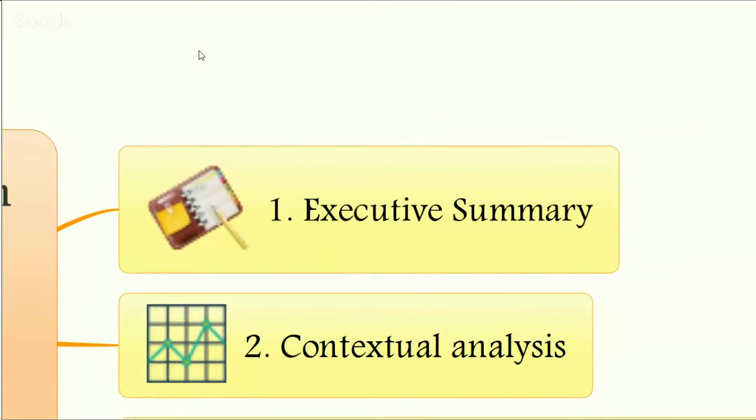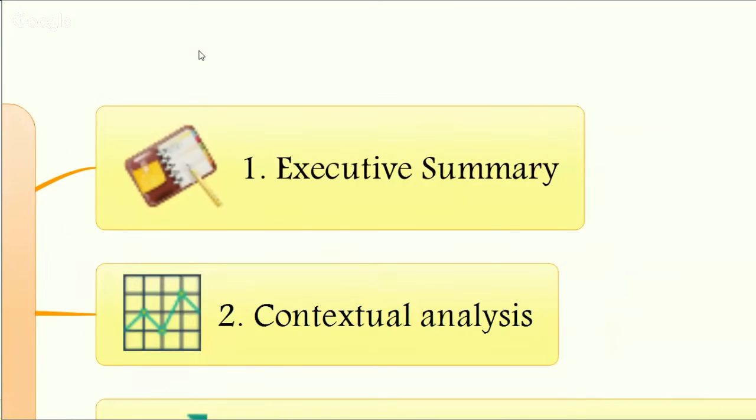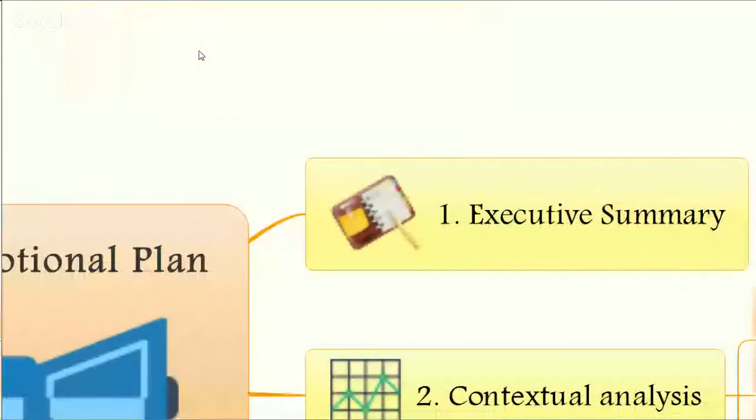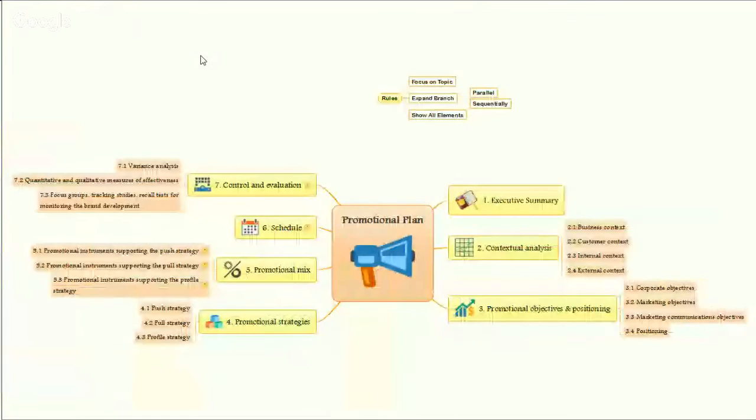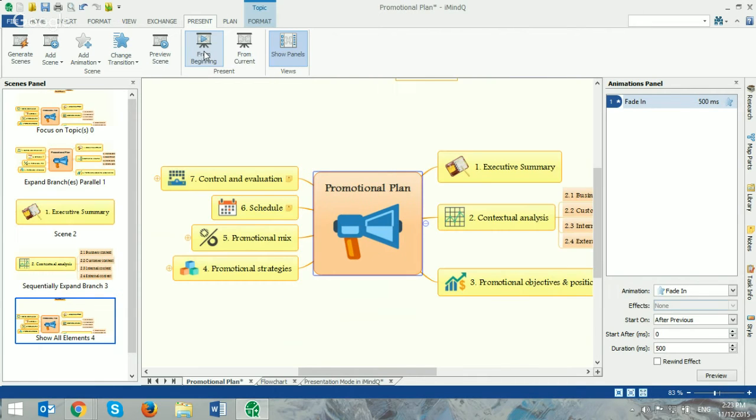This is the rotation animation, expand branch template scenes, and this is one way to present the entire map. So this was the last, show all elements, to see the bigger picture. And as I said before, to escape from the presentation scenario, we'll use Escape.